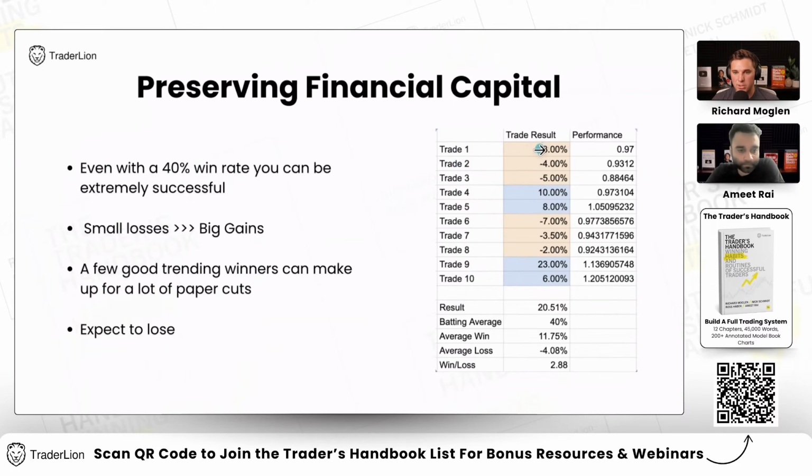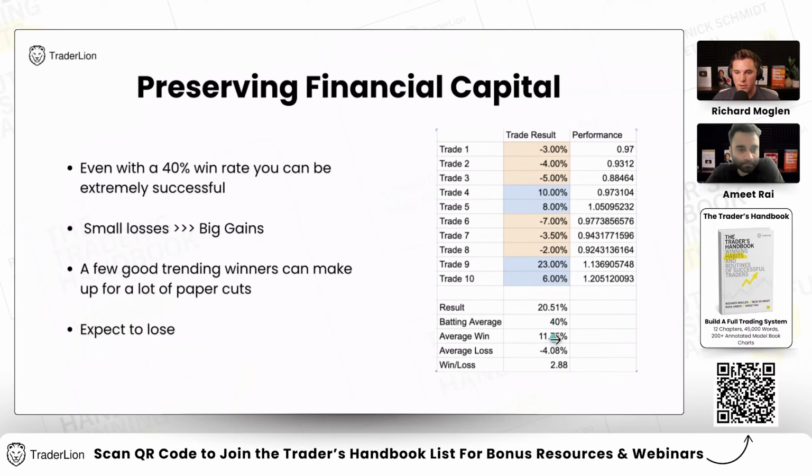You've got a 3% loss, 4% loss, 5% loss, then a 10% winner, then an 8% winner, then -7, -3.5, -2, a nice 23% winner, a 6% winner. So only winning 4 out of these 10 trades. And the result is you're up 20% on that section of your portfolio. And again, your batting average was 40%.